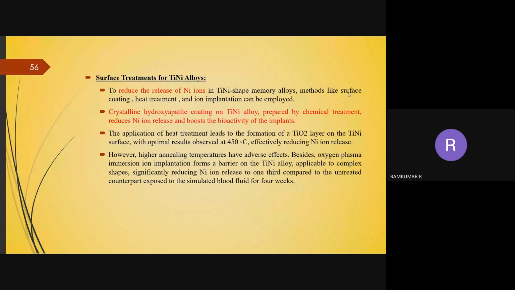Next, surface treatments for titanium nickel alloys. These titanium nickel alloys are shape memory alloys, which we have seen in the earlier slides. Here also the release of nickel ions should be reduced. The application of heat treatment leads to the formation of a titanium oxide layer on the titanium nickel surface, with optimal results observed at 450 degrees, which reduces the release of nickel ions.